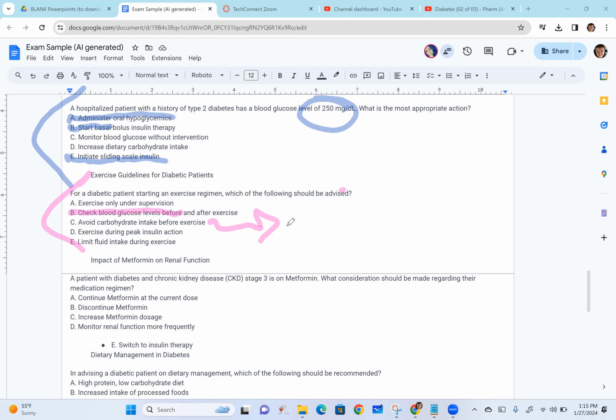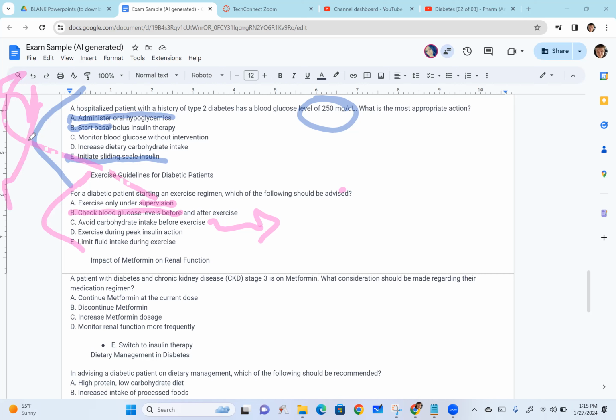All right, exercise during peak insulin action? No. Limit fluid intake during exercise? No. So they should be doing that. Exercise under supervision. What does supervision mean? All right, having a partner is appropriate. All right, next one, patient with diabetes and CKD.